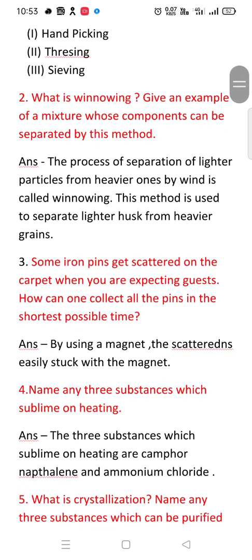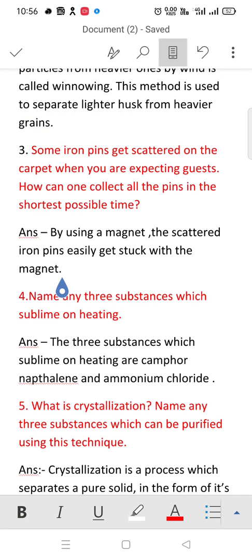Third question. Some iron pins get scattered on the carpet when you are expecting guests. How can one collect all the pins in the shortest possible time? The answer is by using a magnet. The scattered iron pins easily get stuck with the magnet. Next question.